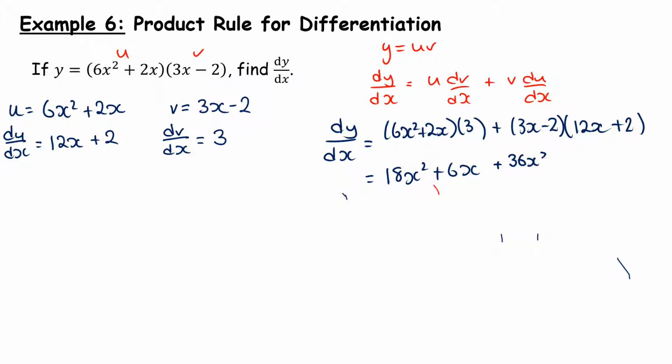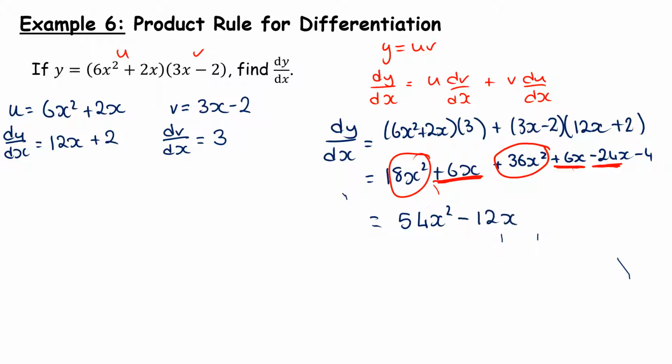So we have 36x squared plus 6x minus 24x minus 4. Let's add what we can. So there's an x and an x and an x. There's an x squared, and an x squared. So 54x squared plus 12, so minus 12x minus 4. And that is our final answer for dy dx.